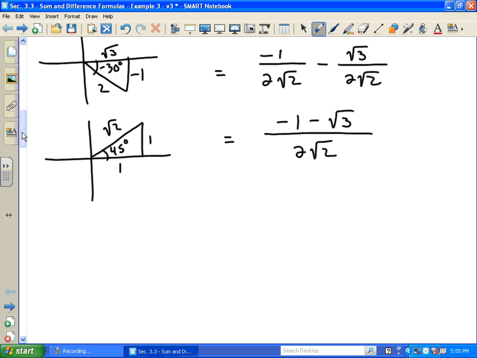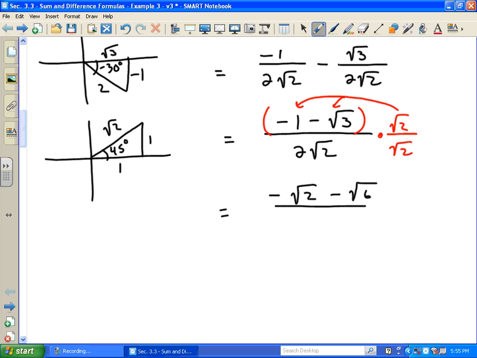And then finally I need to rationalize by multiplying by the square root of 2. Be sure to distribute on the top. And so this will become negative square root of 2 minus square root of 6 all over 2 times 2.